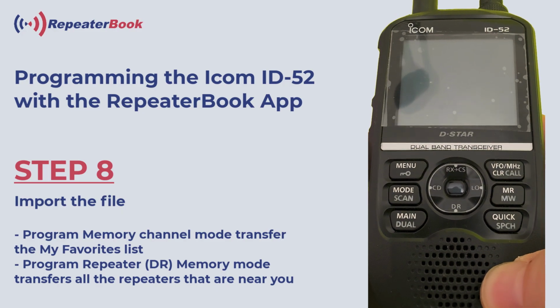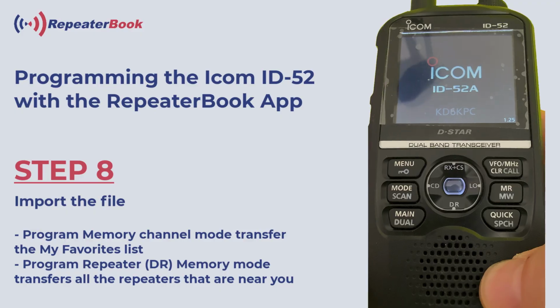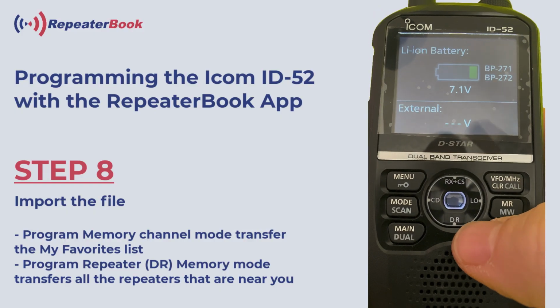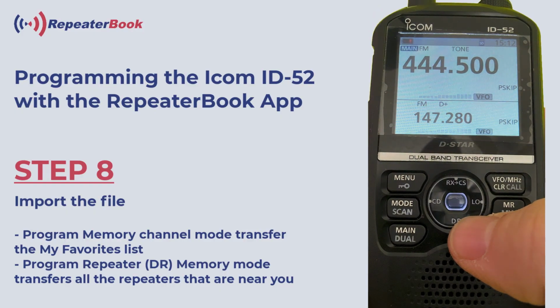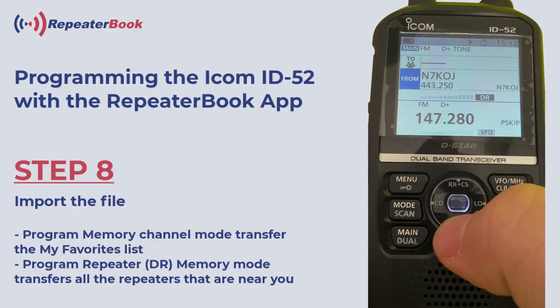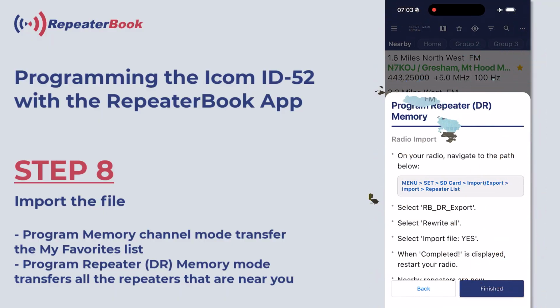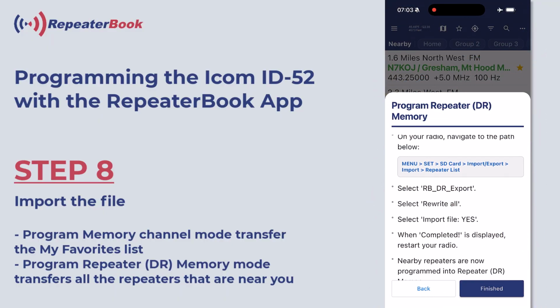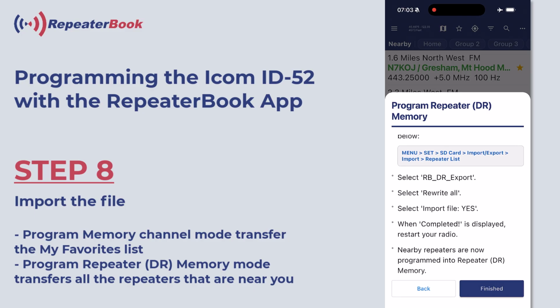That completes the transfer. The repeaters selected in My Favorites are now available in the radio's DR repeater list or conventional memory channels, depending on the option you selected. Links to the My Favorites tutorial, the DR versus memory explanation, and Android instructions and additional compatibility information are included in the description.